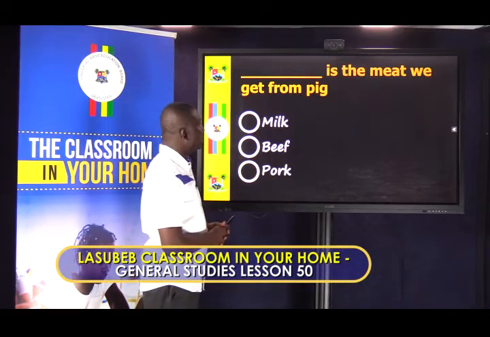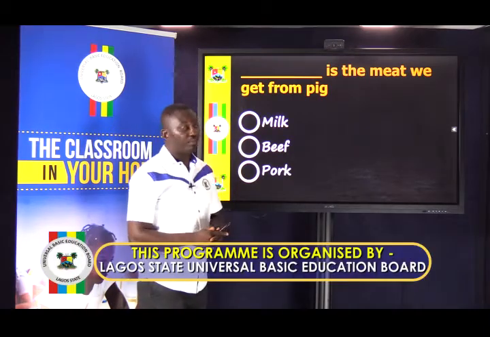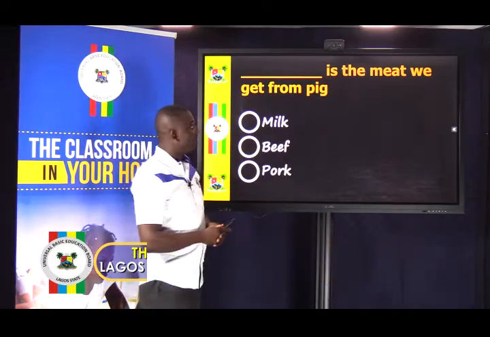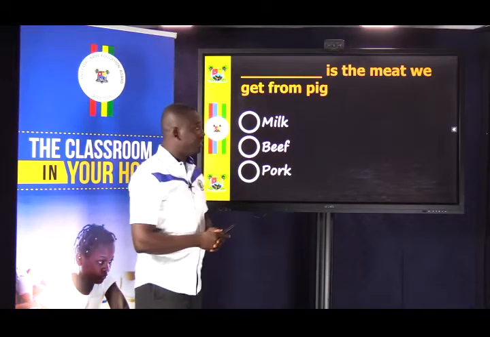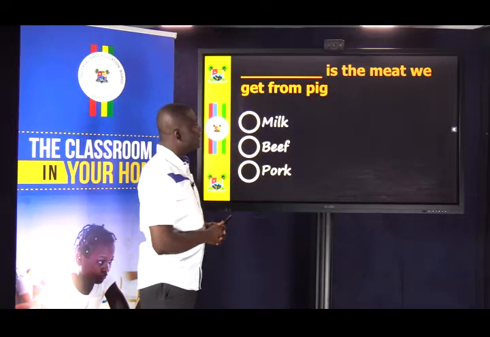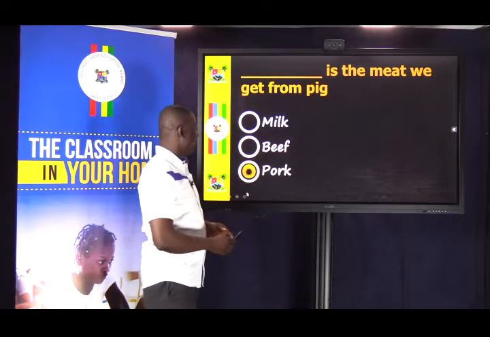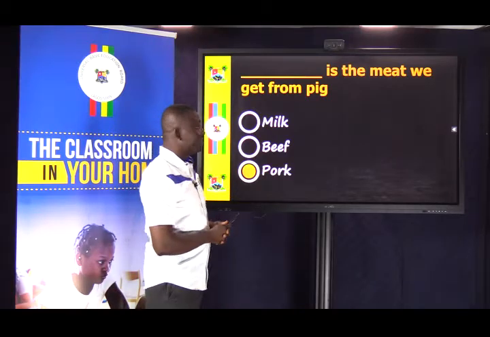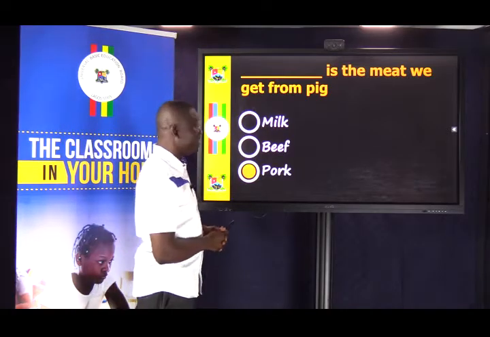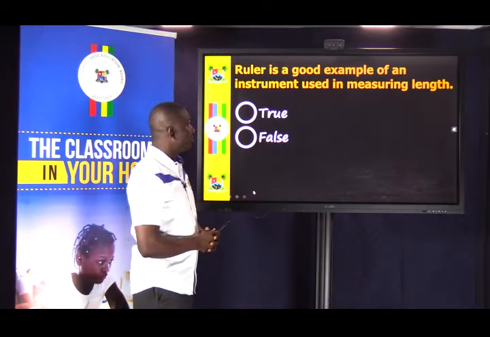Dash is the meat we get from pig. Is it milk, beef or pork? What kind of meat can we get from pig? Put down your answer quickly. We can get pork from pig. The meat of pig is called pork, while that of a cow is referred to as beef. And of course, we can also get milk from cow. To the next question.